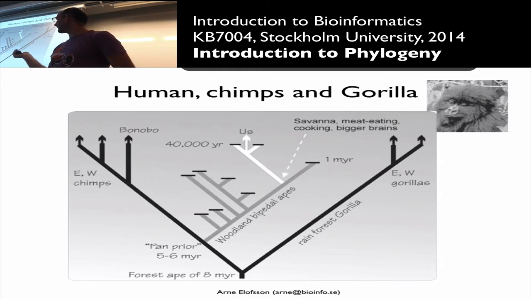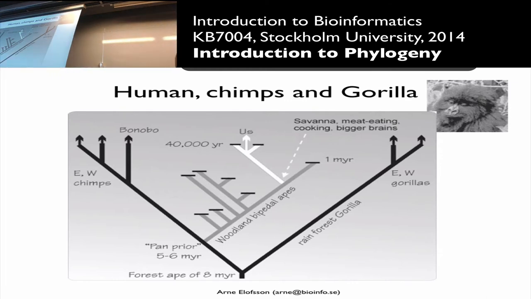It's actually gorillas that are the outgroup. So humans and chimpanzees are more similar to each other than the gorillas are. This is a rough estimate of the time of separation. There was a common ancestor to all three maybe 8 million years ago, and then 5 million years ago, there was something like the common ancestor of the chimpanzees and all the humans.